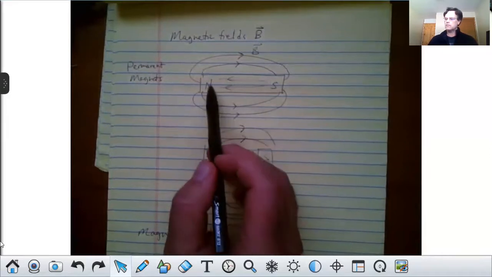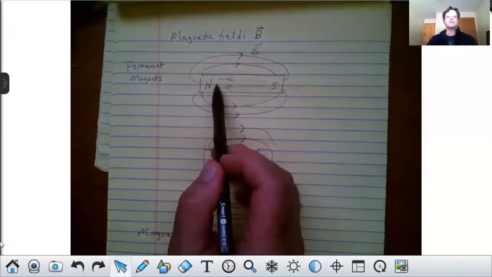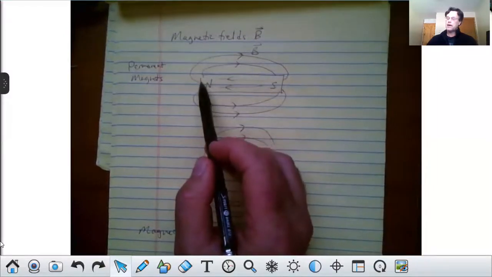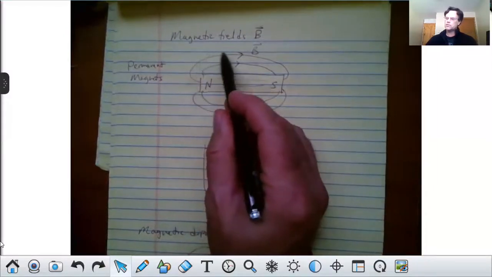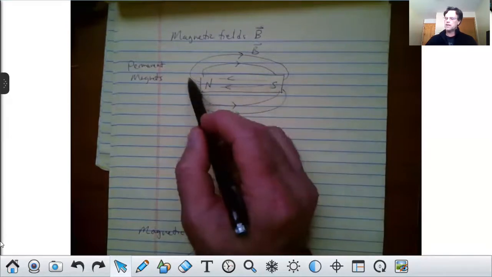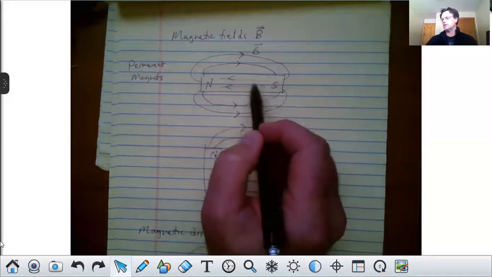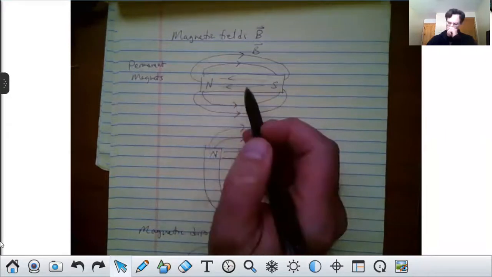But let's just look at what the magnetic field looks like. Outside the magnet, the magnetic field goes from north to south, comes out of the north pole and into the south pole. Inside the magnet, it goes the other way. It goes from south to north.